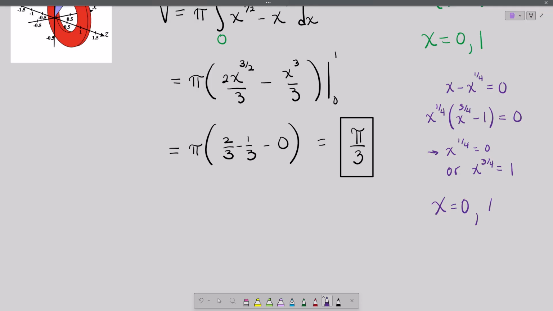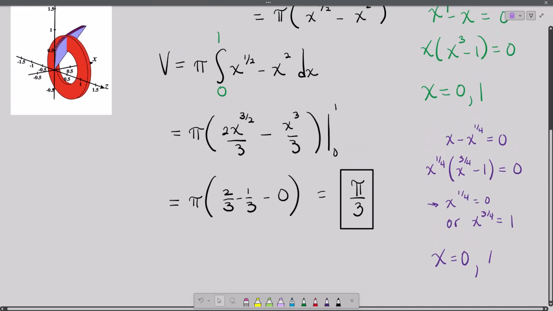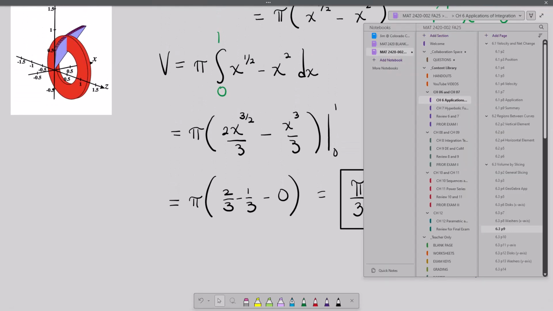Just a little less power on the brain if you can get rid of your fractional exponent. A little less brain power.